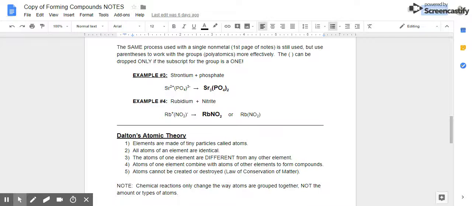So strontium, PO4, 3 negative. Crisscross my charges. I get Sr3, and then in parentheses, PO4, outside the parentheses is the 2. Rubidium and nitrite, so I have Rb positive, NO2 negative. When I crisscross them, a 1 is what would go on them, and actually they add up to 0, so you don't need to do any crisscrossing. You just smush them together. So you get RbNO2, which is perfectly acceptable. Or you can put parentheses around it if you really want to. But if you're not adding a subscript, you don't need to.